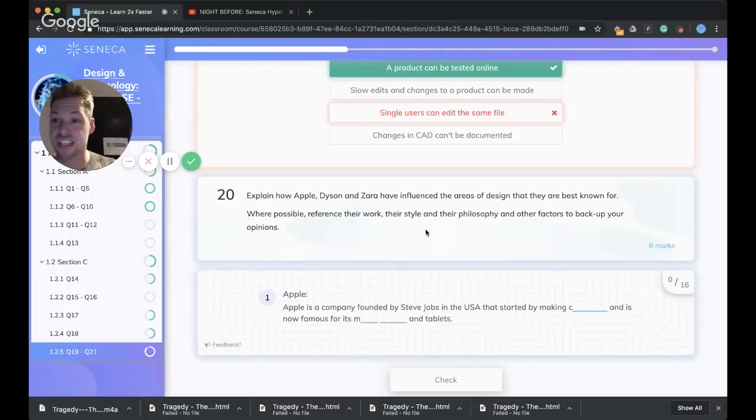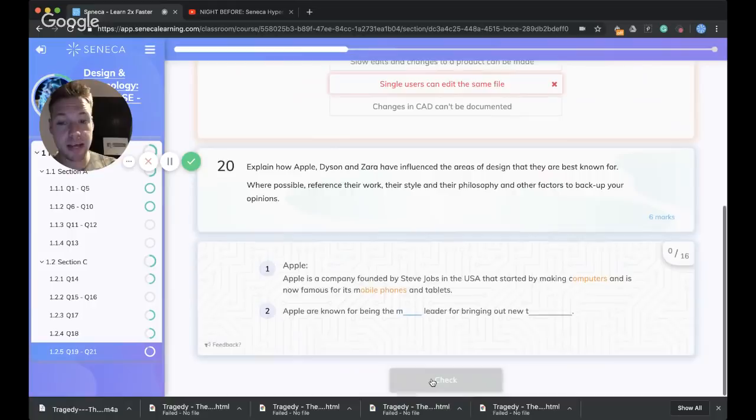Yep, Zara is a clothes company. They do good clothes. So Apple, some facts about Apple. It was founded by Steve Jobs in the USA making computers, and now it's famous for mobile phones and tablets. It's known for being the market leader for bringing out new technologies. So again, we've referenced their work, their style, and their philosophy.